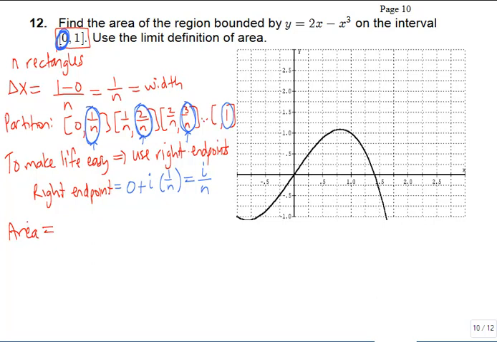So the true area, the exact area, will be the limit as n goes to infinity of the sum from 1 to n of f of these right endpoints times my delta x. And I know what my delta x is, so let's substitute that in.